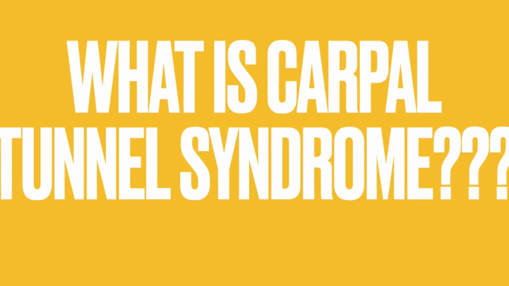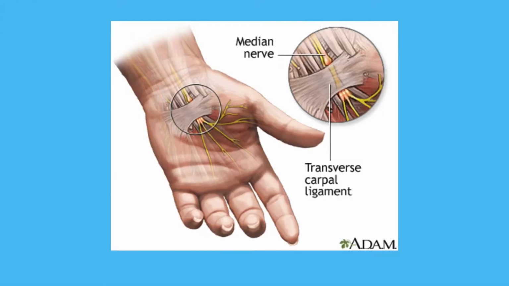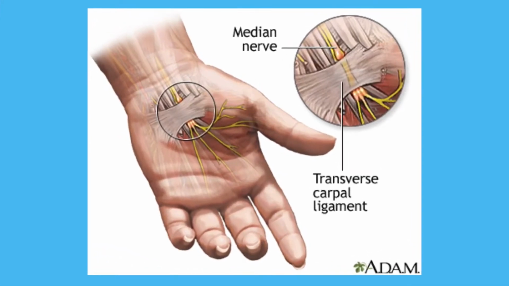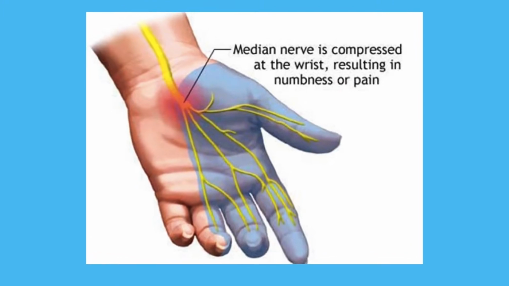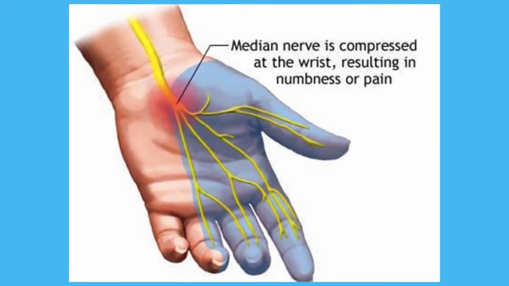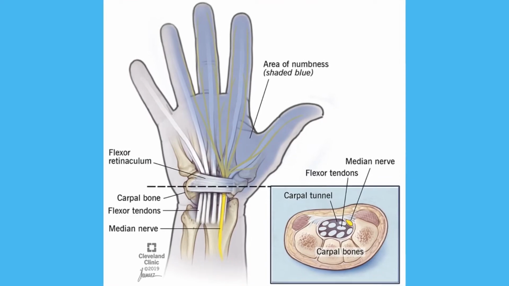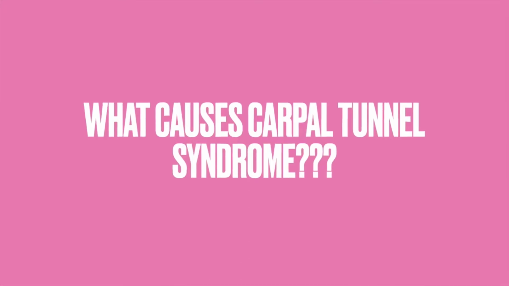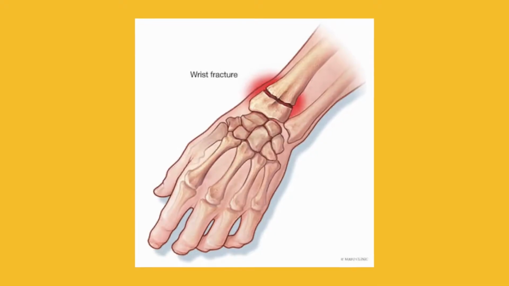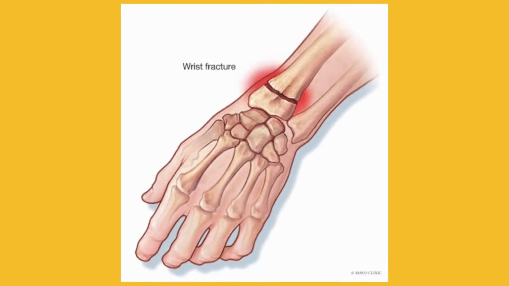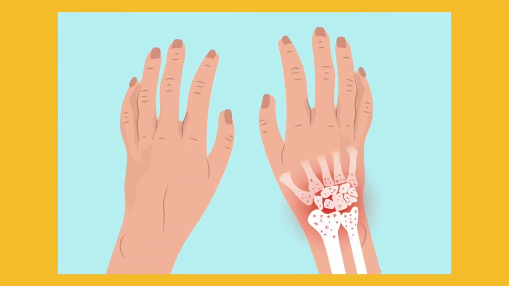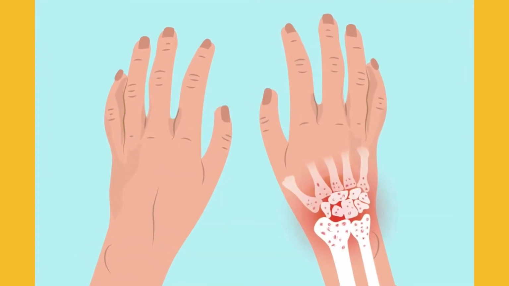Pain on your wrist area? It happens because of pressure on your median nerve, which runs the length of your arm, goes through a passage in your wrist called the carpal tunnel, and ends in your hand. A wrist fracture can narrow the carpal tunnel and irritate the nerve. Also, the swelling and inflammation caused by rheumatoid arthritis.